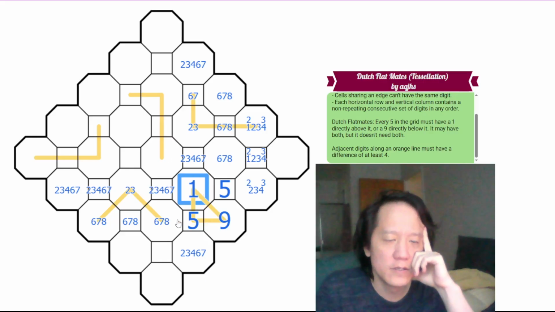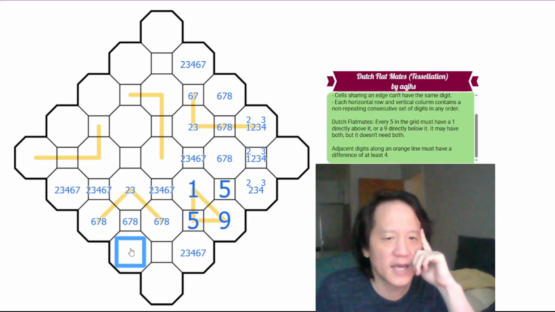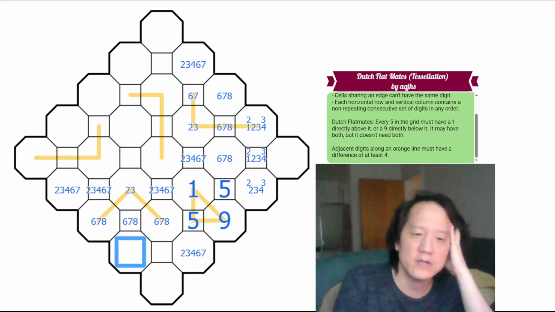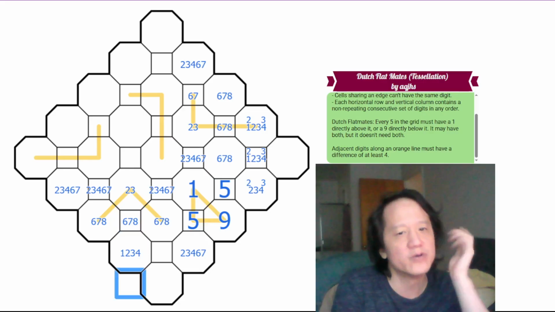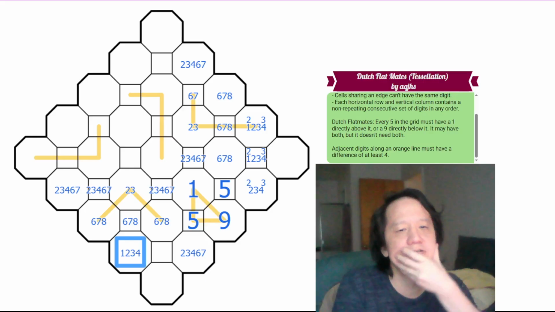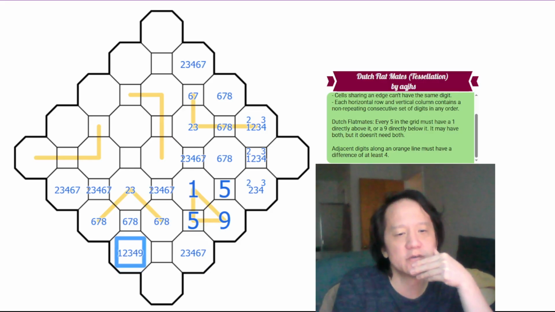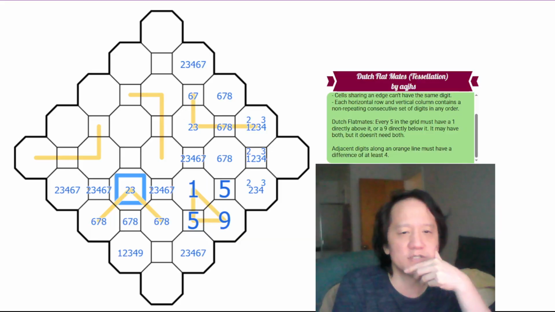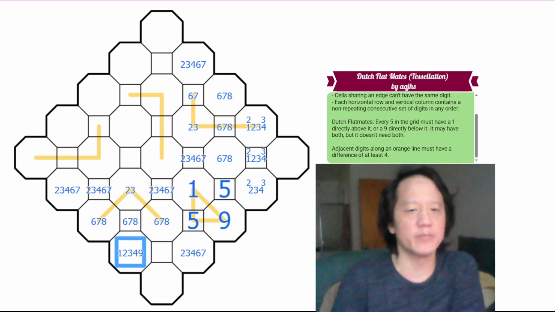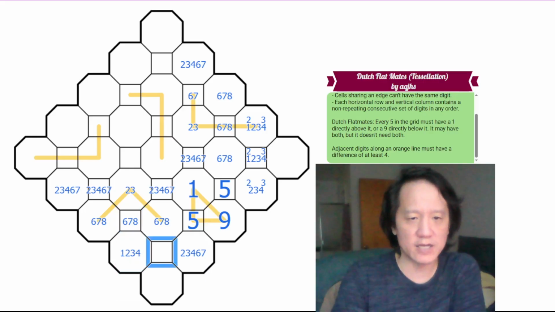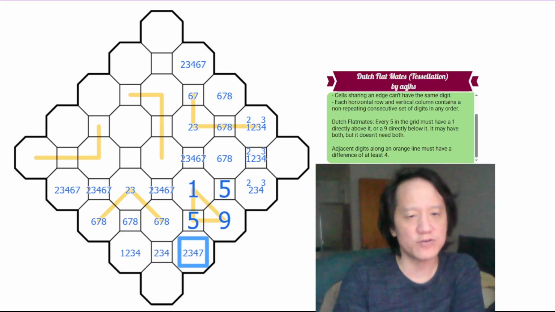Okay. This is 6, 7, and 8. So this cannot be 6, 7, and 8. It has to be 1, 2, 3, 4, cannot be 5. If it's 5, it doesn't have a 1 above it or a 9 below it. And it could be 9 potentially. Because it could be still 3, 4, 5, 6, 7, 8, and 9. But if this were 9, it doesn't have a 5 above it, so it can't be 9. So this is also 1 through 4. We can't have a 5 here. So again, this is 2, 3, or 4 here.